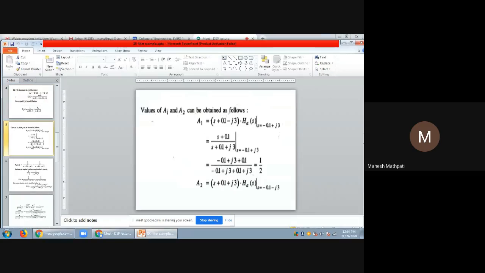You just check your values, whether you have got these values. A1 is equal to 1 by 2. Anybody has got this? Yes, sir. You can use any method. I am not suggesting you use this method only. Now what about A2? If you don't know any methods, you can follow what I have written here.